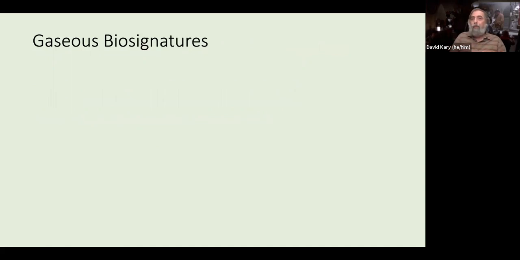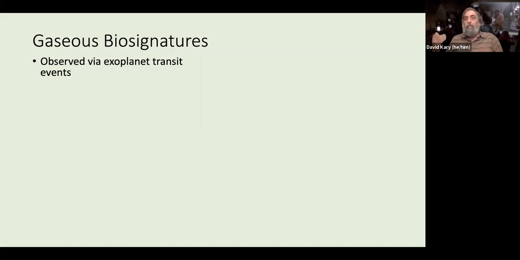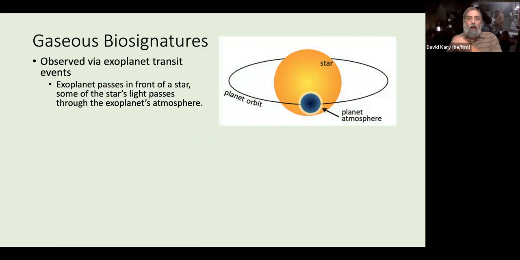And so I'm going to talk about 3 different types of biosignatures that we can look for on these planets. These are, first of all, the gaseous ones, in other words, the things in the atmosphere. We observe this using a really neat technique called exoplanet transits. What happens here is that the planet passes in front of the star. And as it does that, a little bit of the planet's atmosphere blocks a little bit of the sunlight, but that sunlight partially passes through that atmosphere.